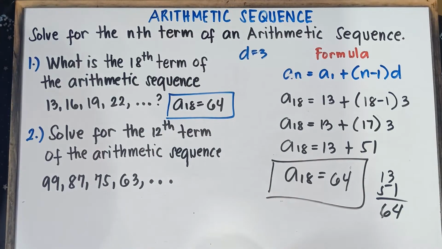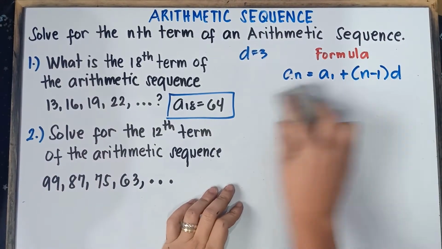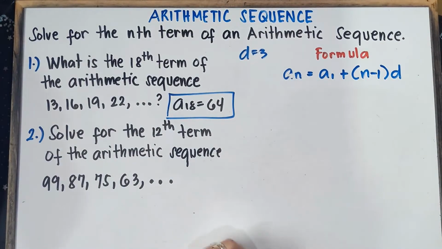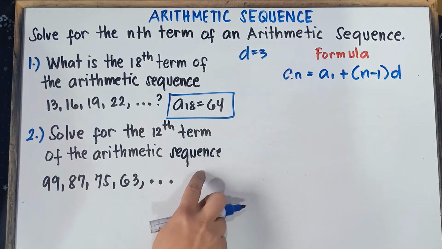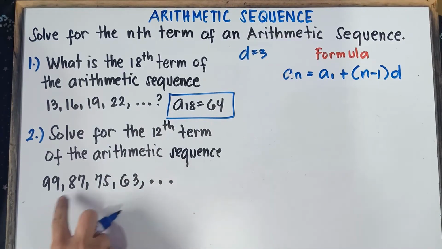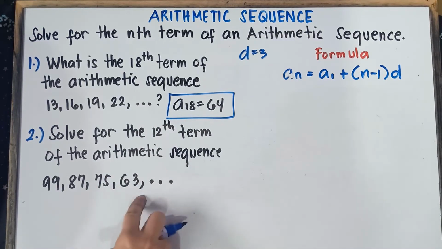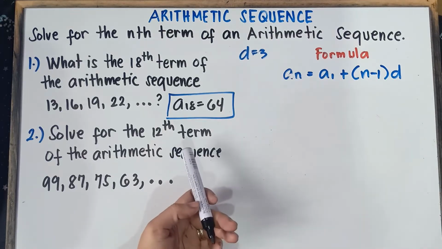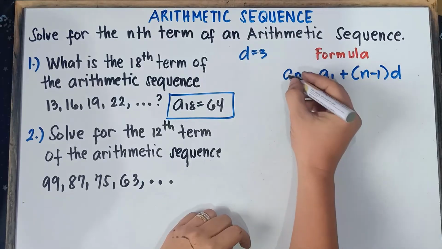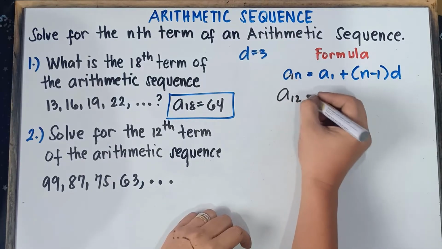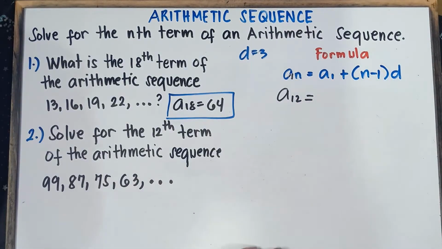Alright, so let's proceed now to example number 2. Solve for the 12th term of the arithmetic sequence. Given the sequence, we have 99, 87, 75, 63, and so on. So a sub n, we are looking for the 12th term. So this will be a sub 12 is equal to, the first term is 99.